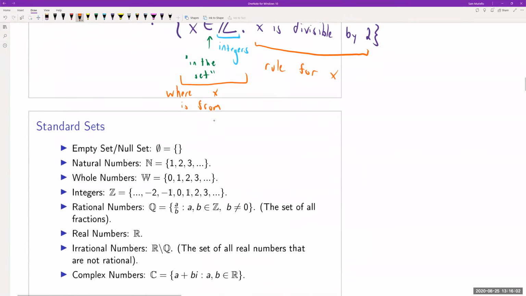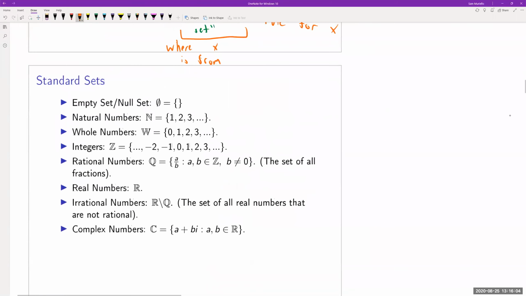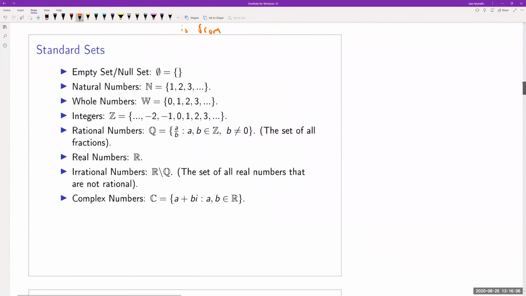Now, there's a couple of sets that we're going to want to be familiar with. Building up from smallest to largest, the first set is the set that has literally nothing in it. If we can think of a set as a bag containing objects, then the empty set is a bag with nothing in it. It has no objects, no elements, and that can be very helpful when you want to talk about specifically having nothing.